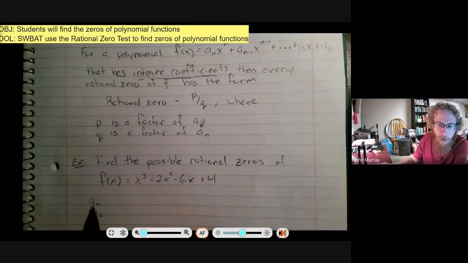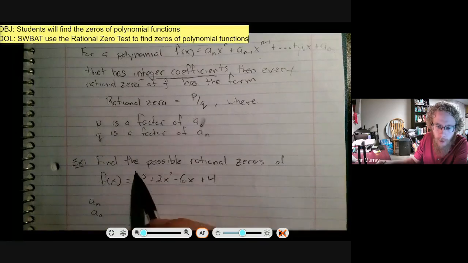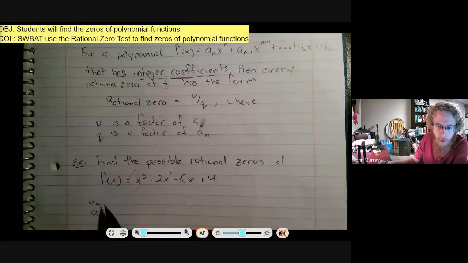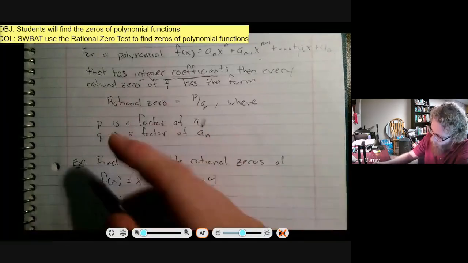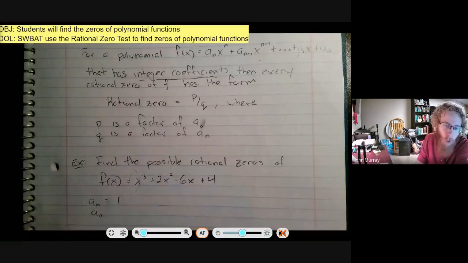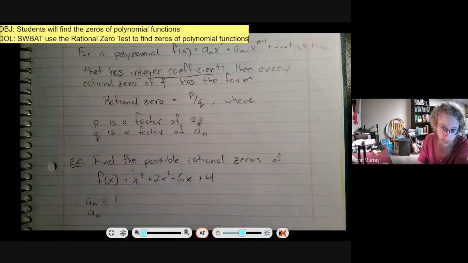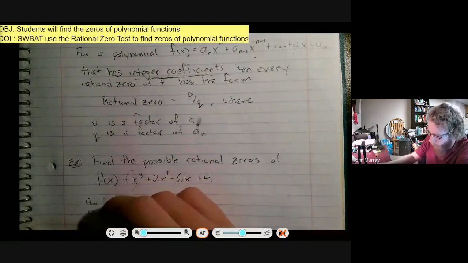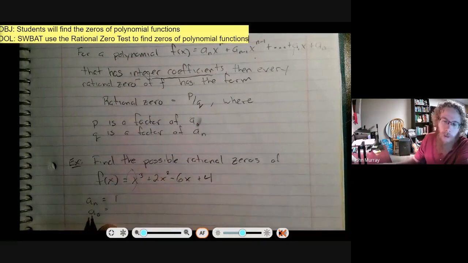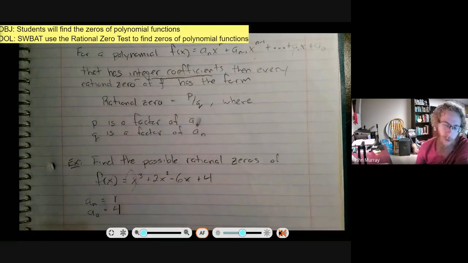So what is our leading coefficient? The first number you're going to look at is the number that's in the front. If we don't see a number there, then it's going to be 1, which is good. If that's our case, then that makes things a little easier for us. Our constant term, a naught, is the last number. That's going to be 4.